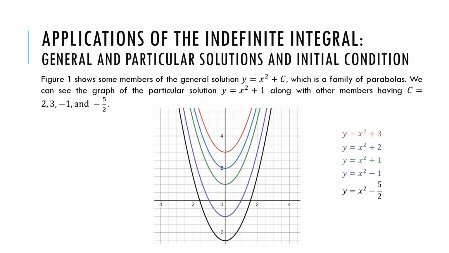So, figure 1 shows some members of the general solution y is equals to x squared plus c, which is the families of parabolas. We can see that the graph of the particular solution x squared plus 1, along with other members, such as x squared plus 2, x squared plus 3, x squared minus 1, and x squared minus 5 half. So, makikita nyo, ito yung tinatawag kong family of curves. Naka-color coordinated na sila para mas hindi kayo malito kung ano ba yung value ng each curve, guys.